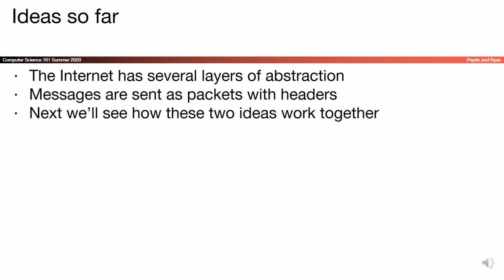Okay, so now you've seen two of the big ideas of networking. The first is that the network is built out of a bunch of layers. And the second is that the network sends messages as individual packets with headers. So now we're going to see what happens when you take these two big ideas of networking and put them together. And to do that, we're going to walk through an example with the post office again.